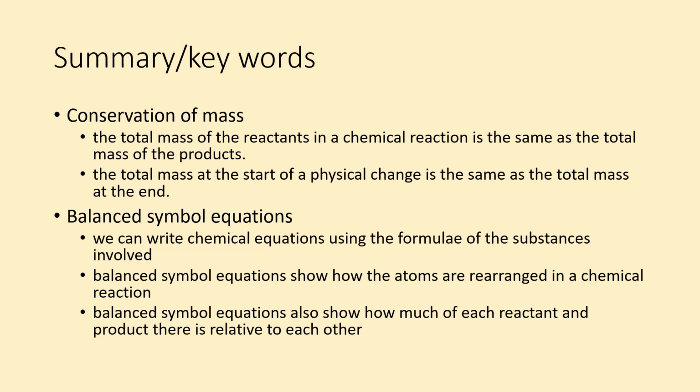Summary slide. Conservation of mass. The total mass of the reactants in a chemical reaction is the same as the total mass of the products. The total mass at the start of a physical change is the same as the total mass at the end. Balanced symbol equations. We can write chemical equations using the formulae of the substances involved. Balanced symbol equations show how the atoms are rearranged in a chemical reaction. Balanced symbol equations also show how much of each reactant and product there is relative to each other.